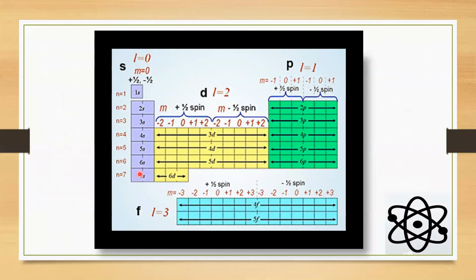Here comes the periodic table, where you can see the different periods from n equal to 1 to n equal to 7. Right, and we have 18 groups of elements.